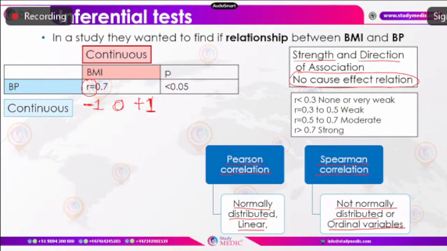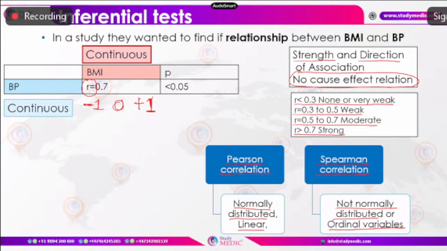Now, how do we find out the strength of the association? It is by the R value itself. If the R value is more than 0.7, the association is strong. If the R value is between 0.5 to 0.7, the association is moderate. If it is between 0.3 to 0.5, the association is weak. And when the R value is less than 0.3, the association is very weak.